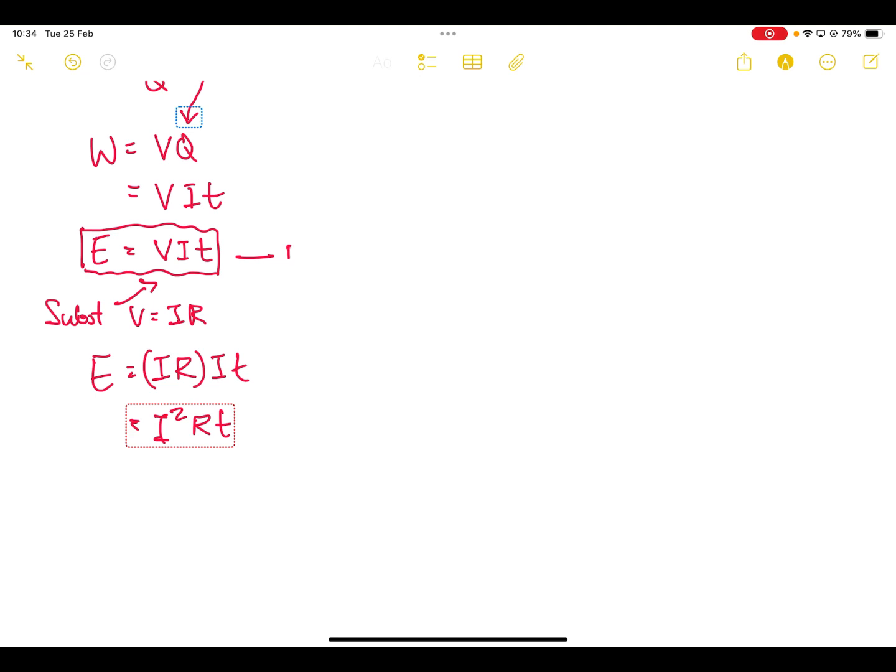So this is the second formula. I call this 1A, I call this 1B. So E equals I squared RT, sorry about my handwriting, E equals I squared RT is the second formula.